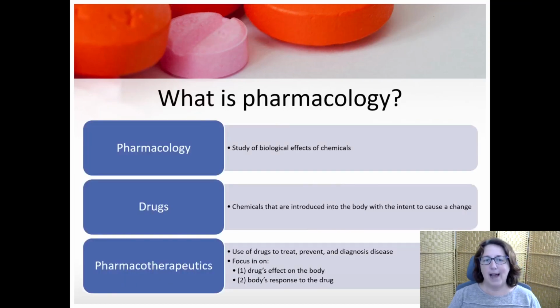So what is pharmacology? And this ties back to our learning outcome one, define pharmacology and pharmacotherapeutics. So pharmacology is the study of the biological effects of chemicals. Drugs are chemicals that are introduced into the body with the intent to cause a change. When drugs enter, the body responds by trying to handle the chemicals by breaking down and eliminating them.